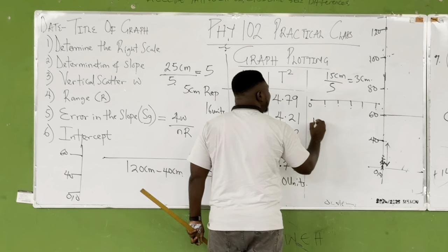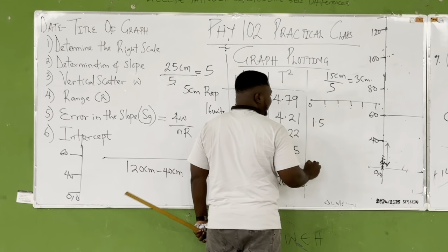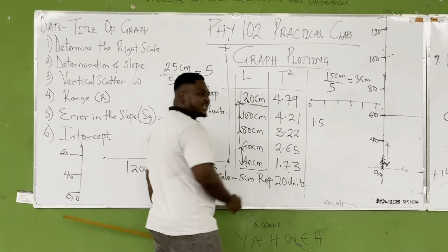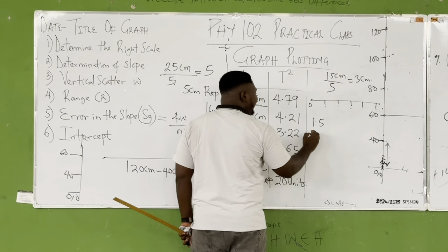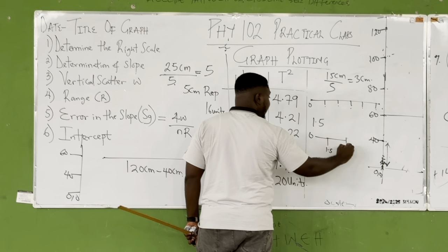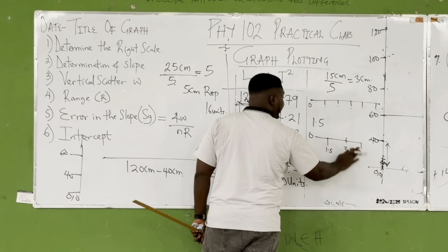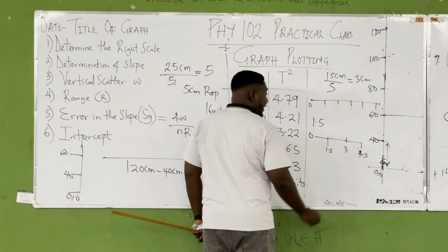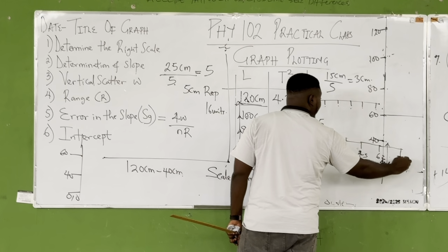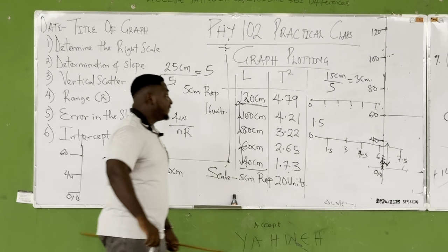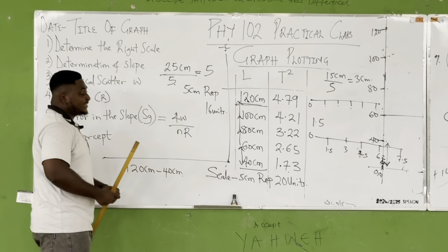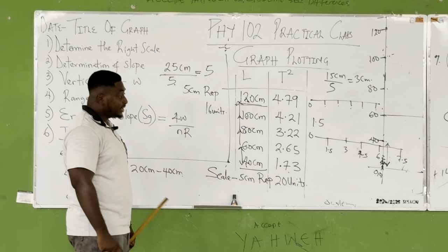Class, if we say 3 centimeter represents 1.5 units, that makes sense for this graph. Do you know that? Because we have 0 to 1.5, 3, 4.5, 6, and then 7.5. For every 3 centimeter, it represents 1.5 units. Every 3 centimeter represents 1.5 units.